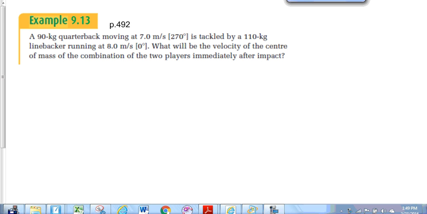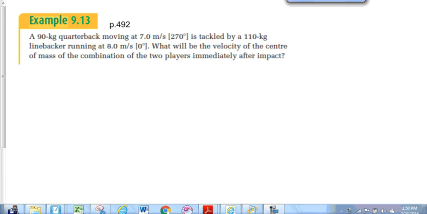Here's our first example. It says a 90-kilogram quarterback moving at 7 meters per second at 270 degrees. We'll deal with that angle in a second. Clearly it's showing direction, but we'll deal with what that means in a second here. That's tackled by a 110-kilogram linebacker running at 8 meters per second at 0 degrees. Right, Chase? What's the velocity of the center of mass of the combination of the two players immediately after impact?